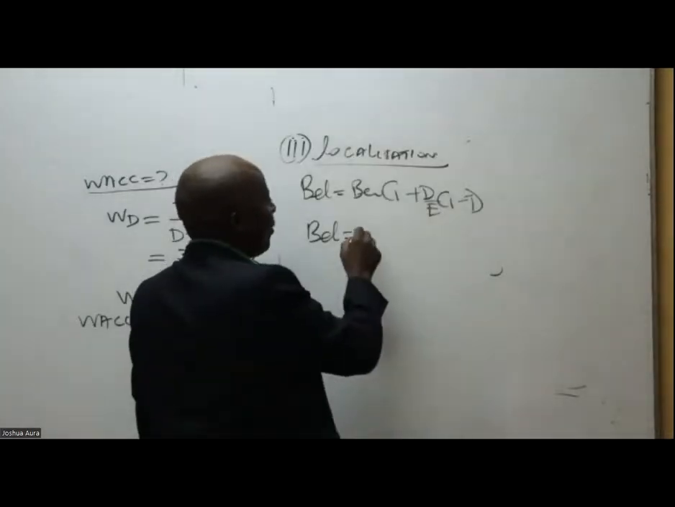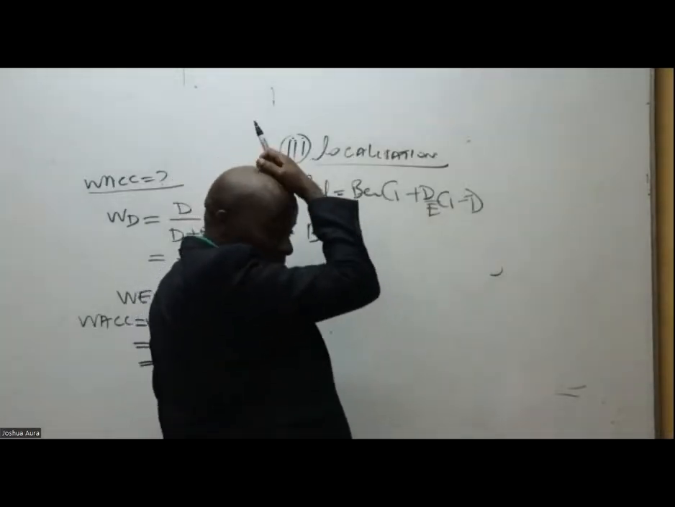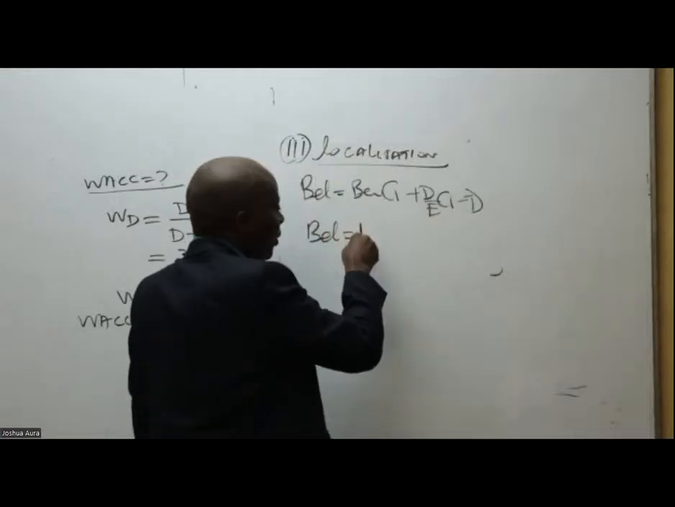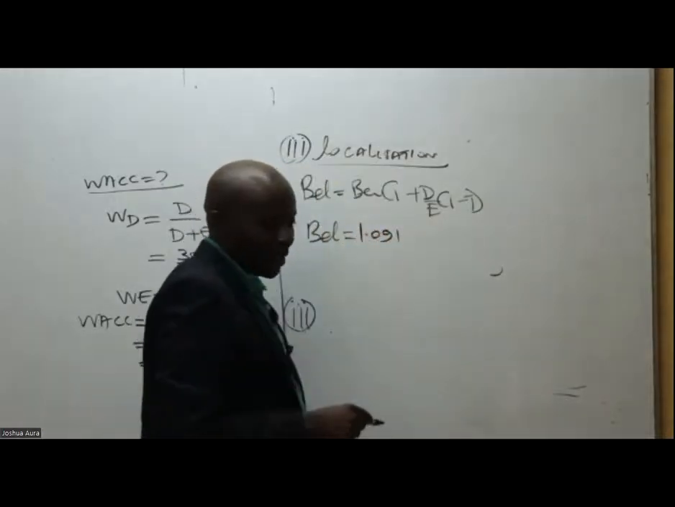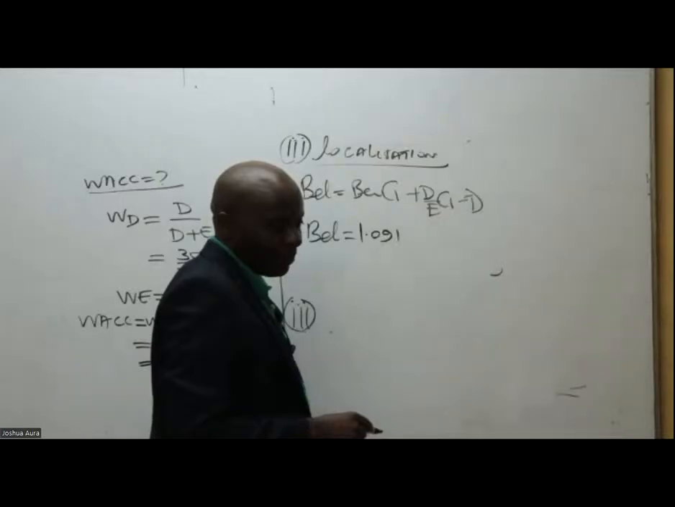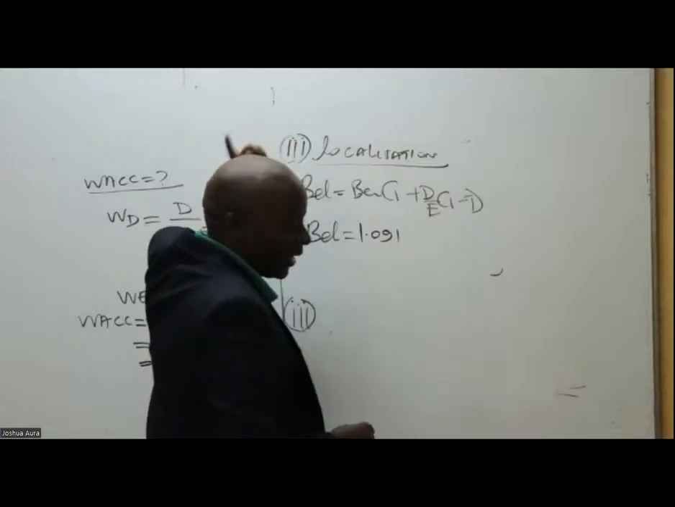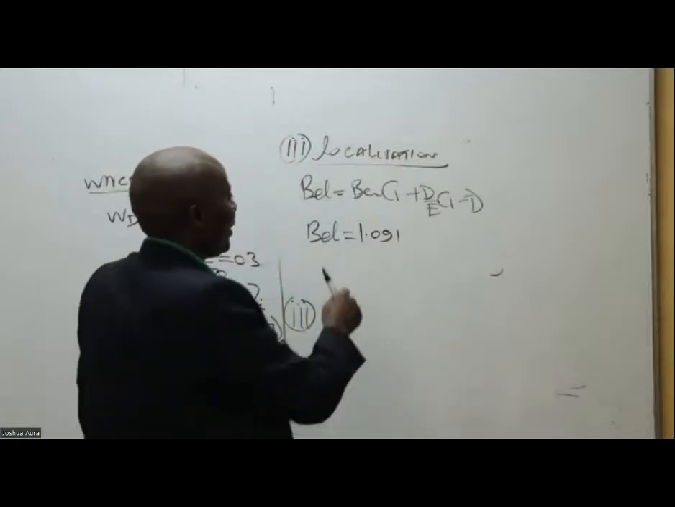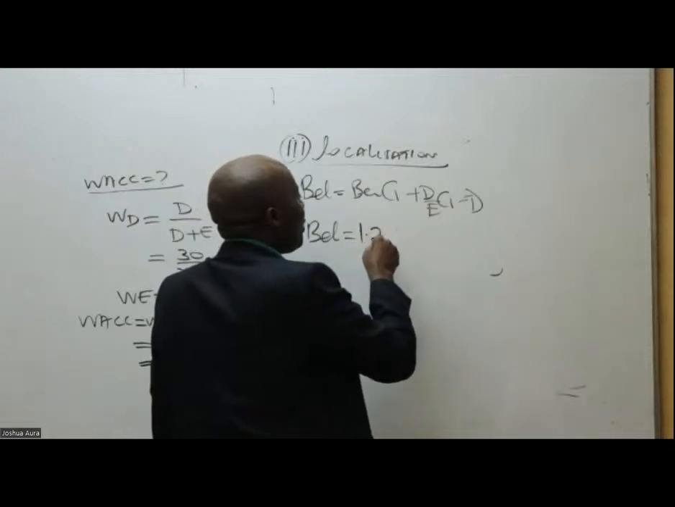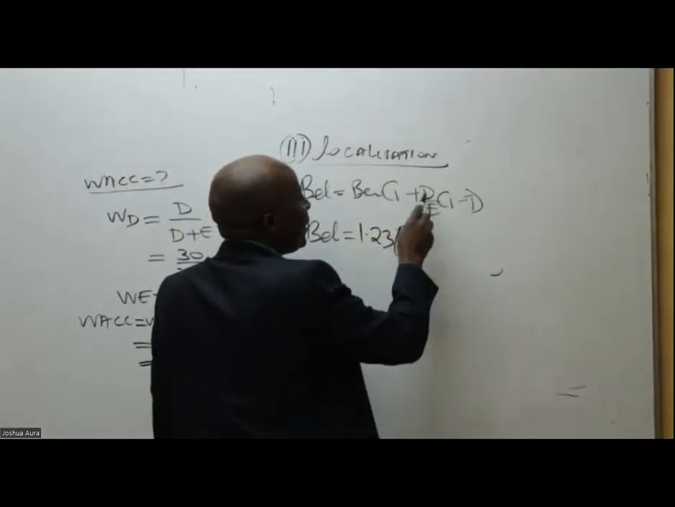So what is our BEU very fast? 1.091. Our BEU. The one that we got up there was 1.23 into 1 plus debt over equity.